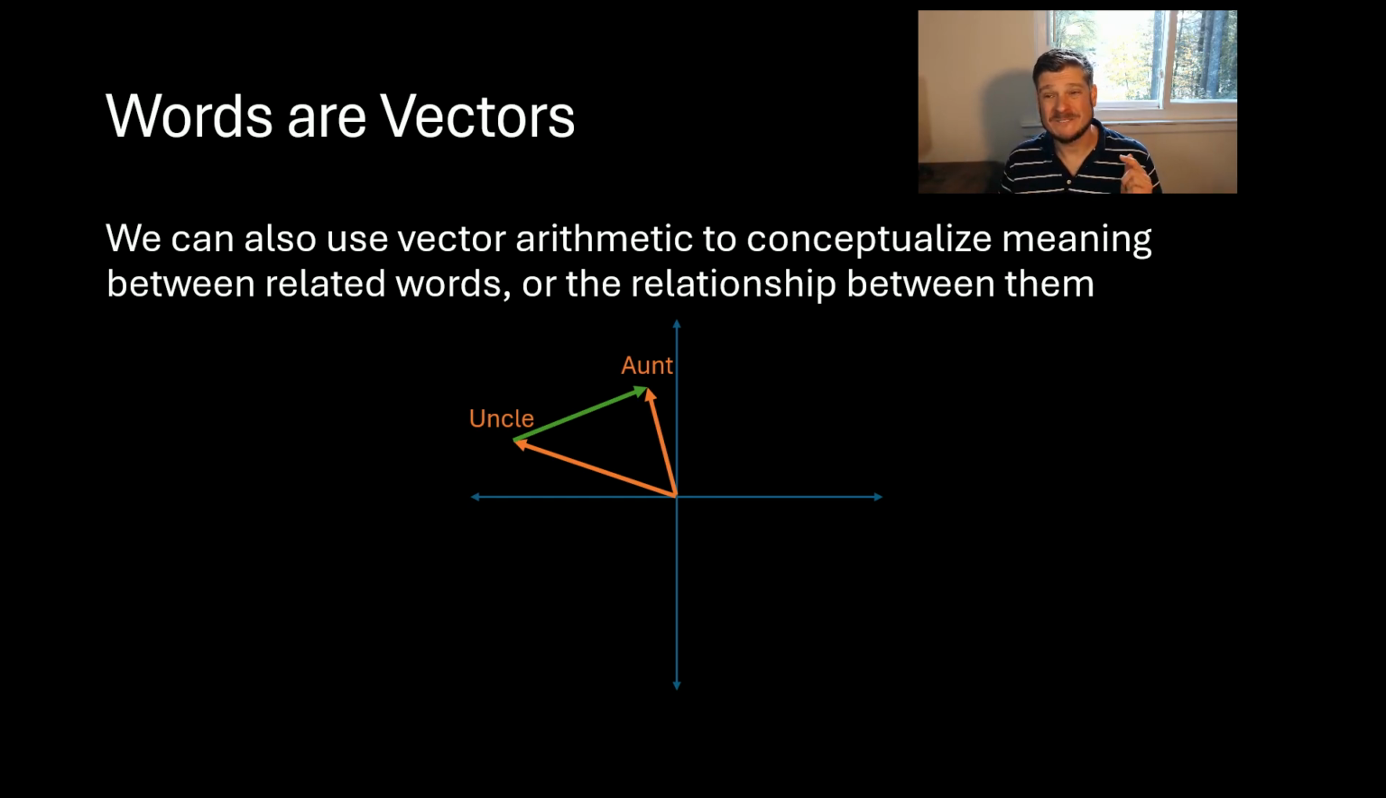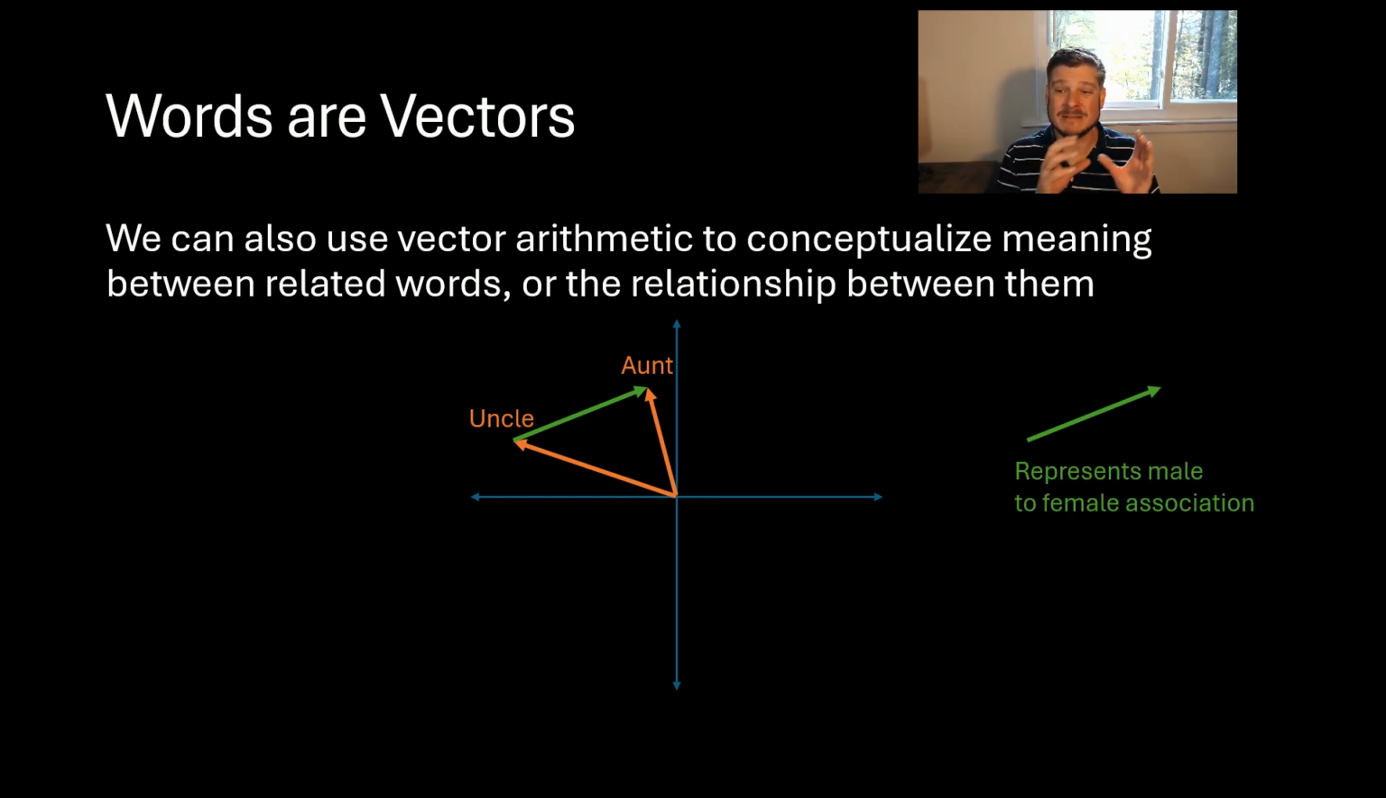Now remember, vectors in space have a direction, so they point in a certain direction, and a magnitude. They do not have a fixed position. They can be moved anywhere around in space. Now, typically standard position means we start those vectors at the origin, just like we did with uncle and aunt, but realistically, we can move them anywhere we want in the context of our problem. So if I have this vector that seems to represent how I move from uncle to aunt, well, really what that's doing is that represents a male to female association. How do I move from the male version to a female version of that same word?